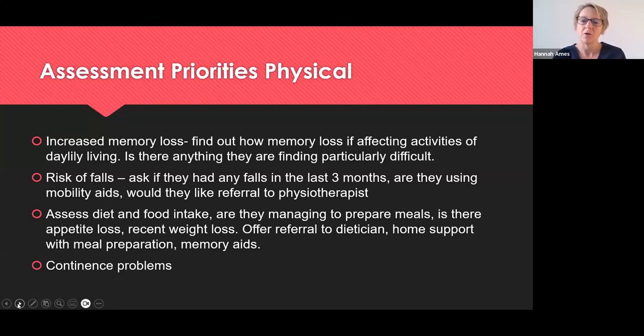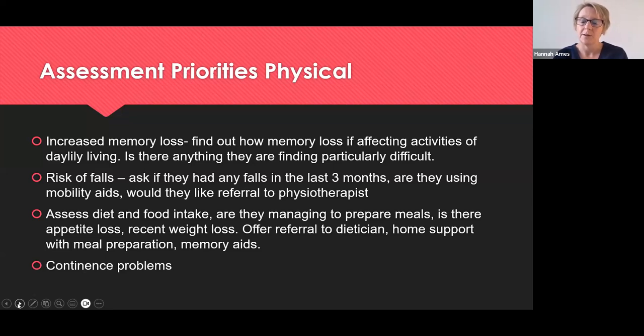So assessment priorities must focus on that memory loss, which is really important. Depending on how much time you've got, you maybe want to pick up a second physical problem if you can. So the risk of falls, so you might want to ask about mobility. Again, it depends what information you've got in your scenario. So have you had any falls maybe in the last 3 months? Are you using any mobility aids? Would you like a referral to the physiotherapist? And we can come and have a look at things that can support you to maintain your independence.